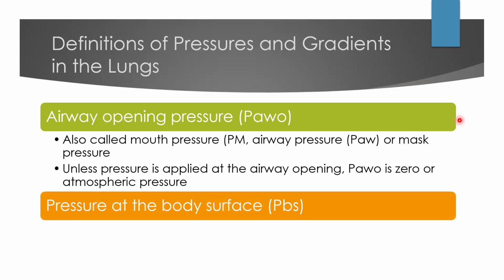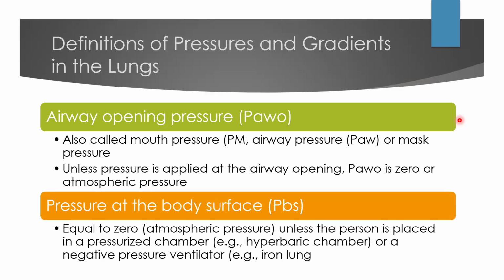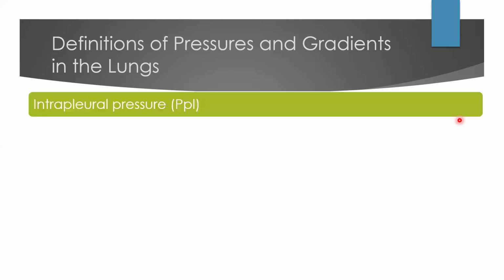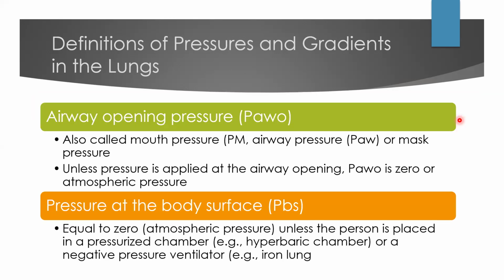The next pressure is the pressure at the body surface, the pressure existing around the chest wall. That will also be zero when we are not applying any other pressure, except, for example, if the patient is in a hyperbaric chamber, where there will be excess positive pressure outside the chest wall. And in negative pressure ventilation, such as an iron lung, which was used in past days, there will be a negative pressure. I will show the picture, then you will understand. The first pressure was the airway opening pressure, and the next one was the body surface pressure.